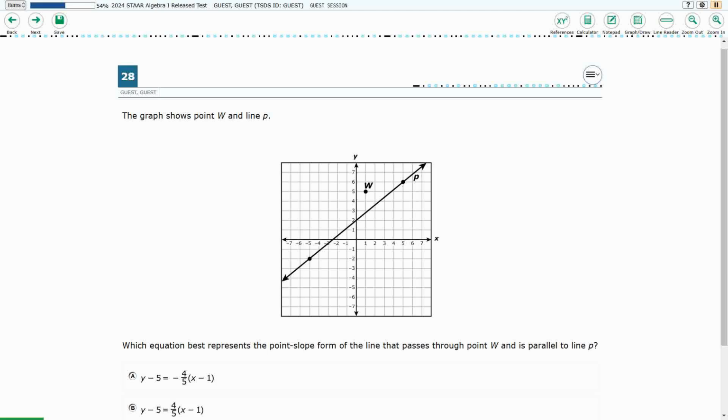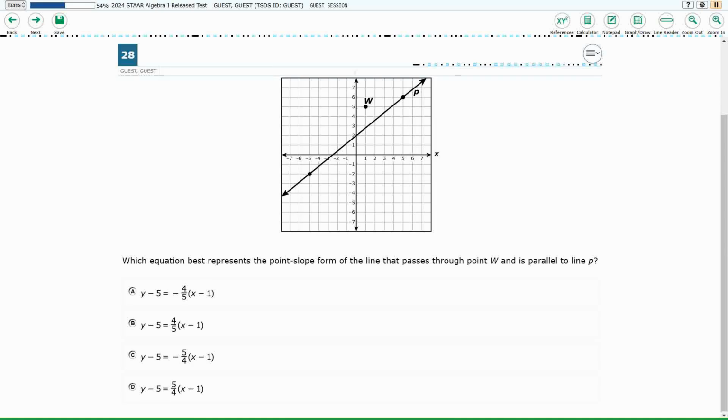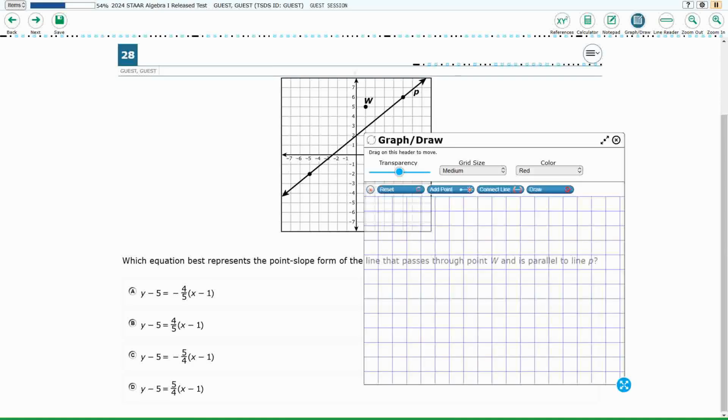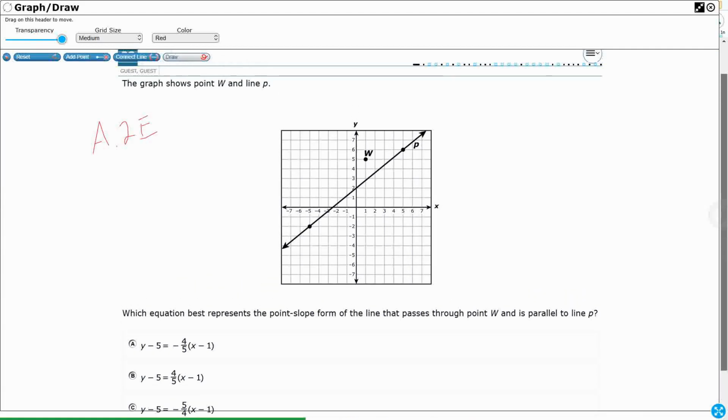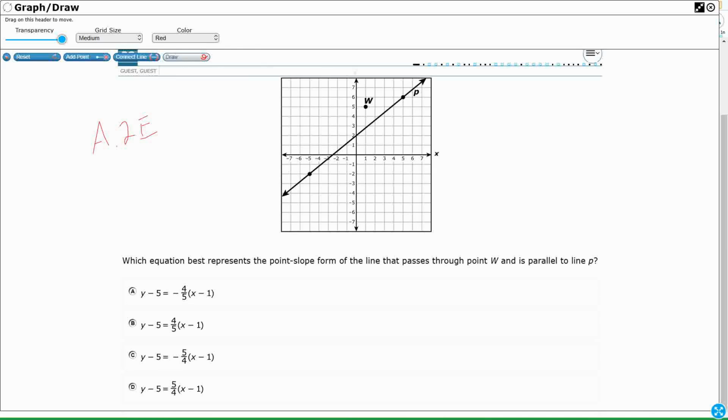For number 28, we are looking at equations for parallel lines. This is standard 8.2e, and we have just a single line graph with an additional point on the graph. What we have here is a statement that asks for the best representation in point slope form. So that's going to be a little bit challenging because we're typically used to slope intercept form of a line that passes through point W and is parallel to line P.